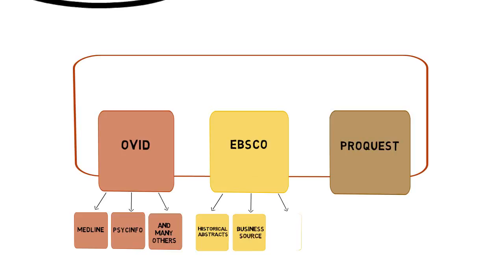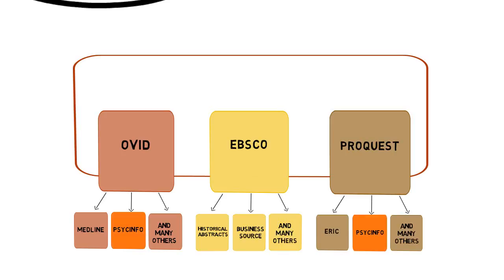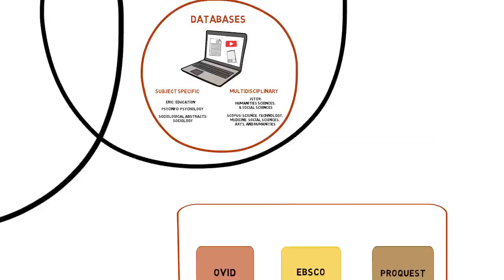Subscribing to larger bundles means that sometimes an institution ends up licensing the same database twice. As you can see, a particular database, such as PsycInfo, may be available from more than one vendor. While the interface might be different, the content is the same.